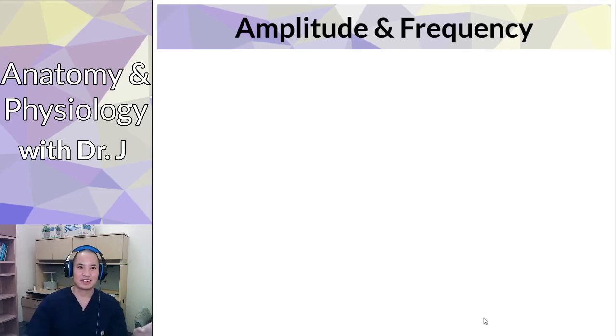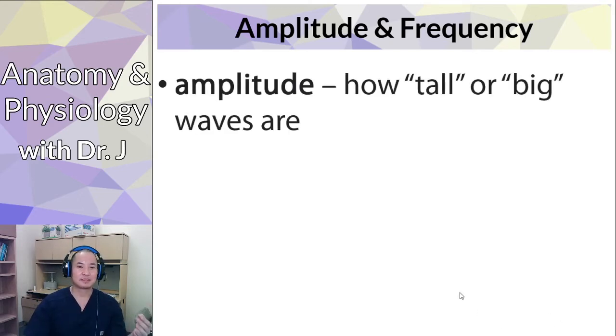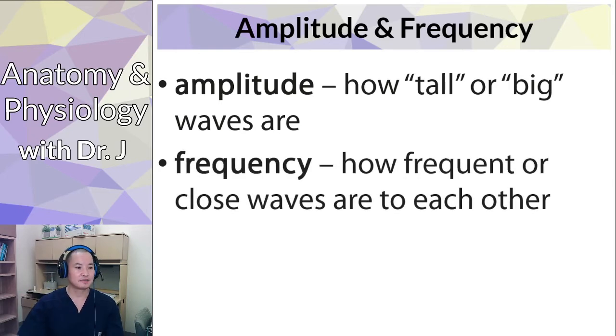But for this class, amplitude is how tall or big these waves are. If you look at the waveform of a sound, what's the difference in those waves? And frequency determines the rate at which these waves arrive. Using our beach analogy, amplitude would be how tall those waves are, and frequency would be how often these waves crash on the beach. And these both affect our sense of sound.